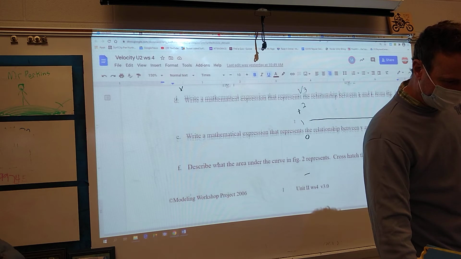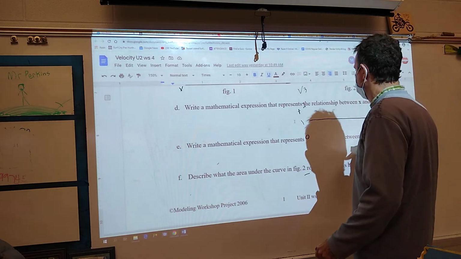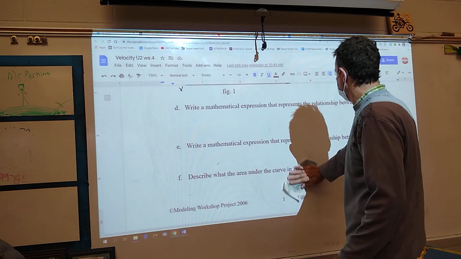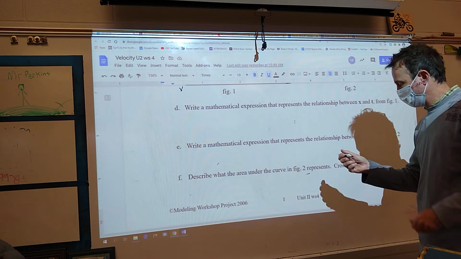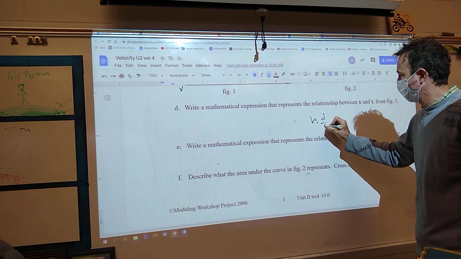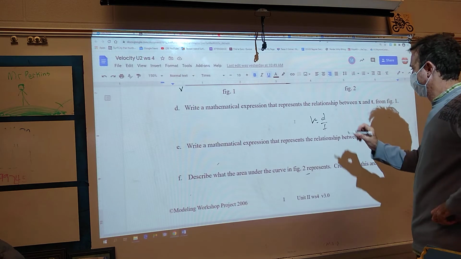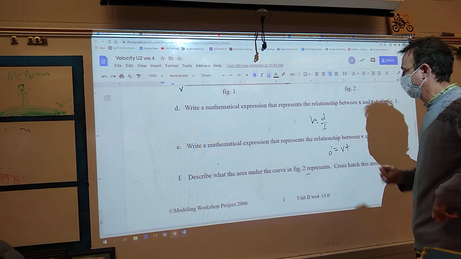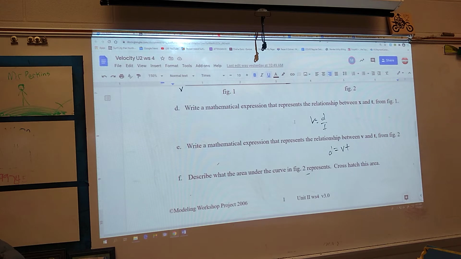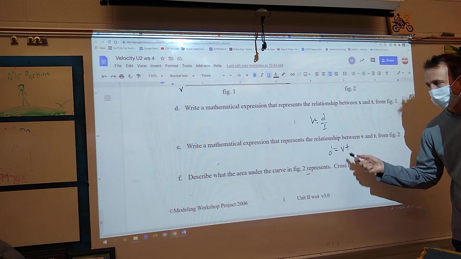Write a mathematical expression that expresses the relationship between distance and time, or between x and t. We did this yesterday. I feel like we covered it. V is equal to d over t. Write a mathematical expression that represents the relationship between v and t. Okay, so if we're solving for d, then d is equal to v times t. Does that make sense? The distance you go is equal to the velocity you're going times that time.